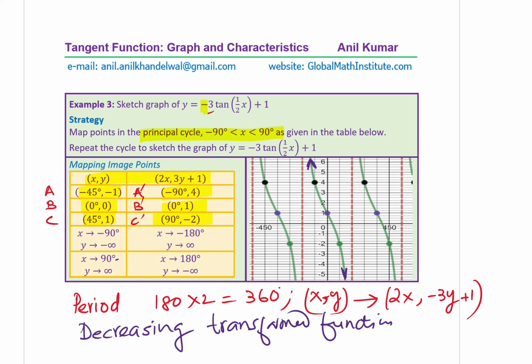The 3 key points are A dash, B dash, and C dash. You see that. So connecting them with a curve as shown here and drawing the vertical asymptotes at minus 180 and plus 180 gives us the principal cycle. Now repeat this cycle to get the graph of tangent for the other parts of the domain. Clear? So that is how we're going to do it.